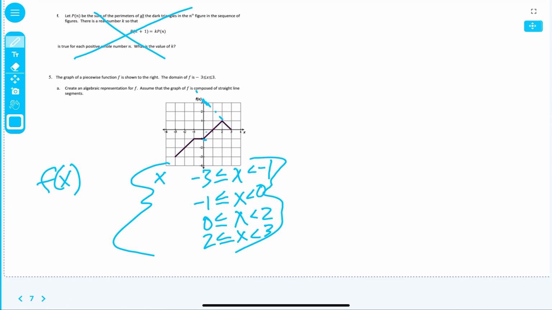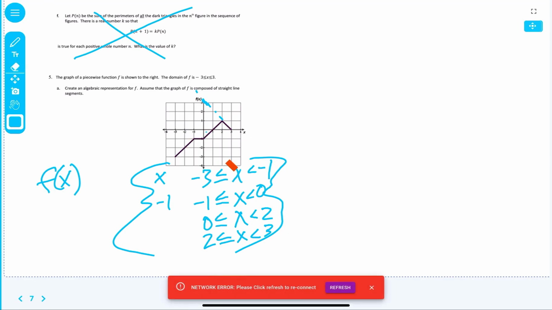Now, if we're looking at this one right here, this one doesn't have a slope. And the y-intercept is -1, and it's always going to be -1. No matter what we put in between -1 and 0, the answer is always -1. So there it is.